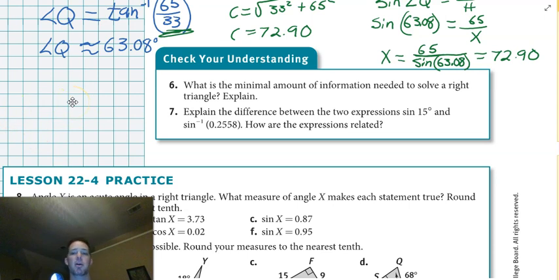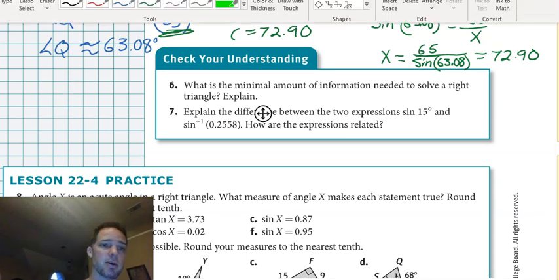What is the minimal amount of information needed to be able to solve for all the other sides and angles on a right triangle? Well, if you have a right triangle, you need to know at least one side.